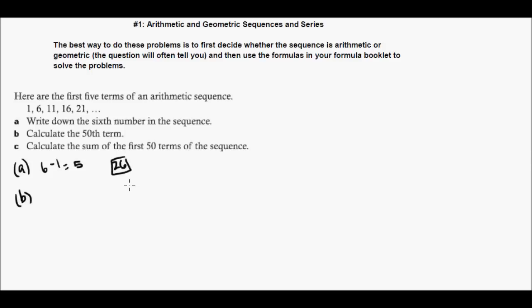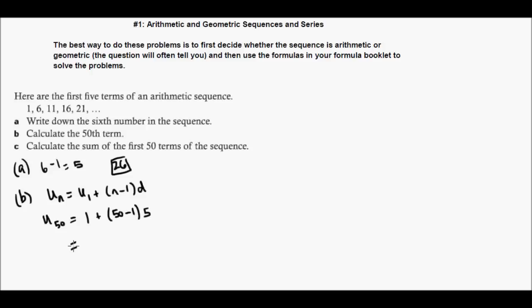B, write down the 50th term. Now here's where we're going to use the formula. The nth term is the first term plus n minus 1 times the common difference. So what we have to do is sub in what we know. It's the 50th term, we know the first term is 1, and then n is 50, so 50 minus 1, and we know the common difference is 5. So we'll just put that in there.